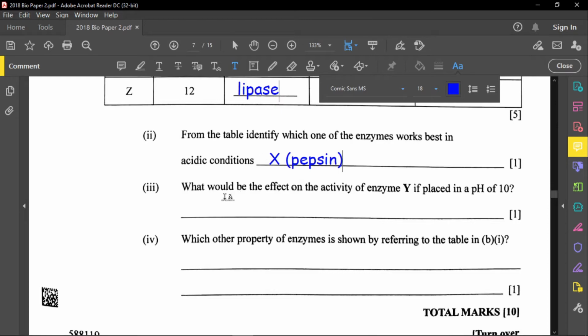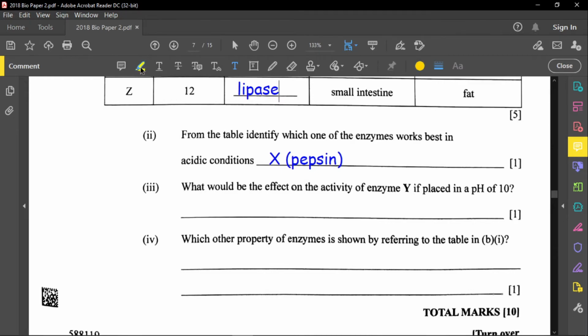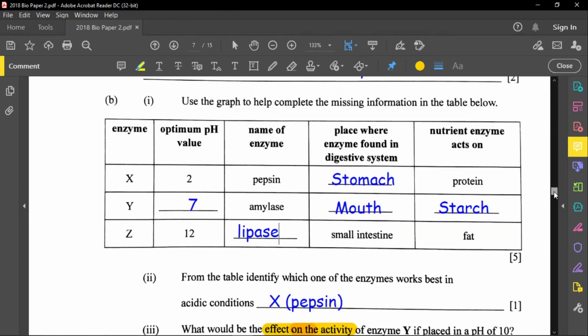All right, and so it said what would be the effect on the activity of enzyme Y if placed in pH 10. Now let me highlight something here for you. It said the effect on the activity. We're looking at the effect on the activity, and that's very important. The question doesn't ask what is happening to the enzyme. It asks what is the effect on the activity. So in other words, how will this enzyme react or behave if the pH is 10?